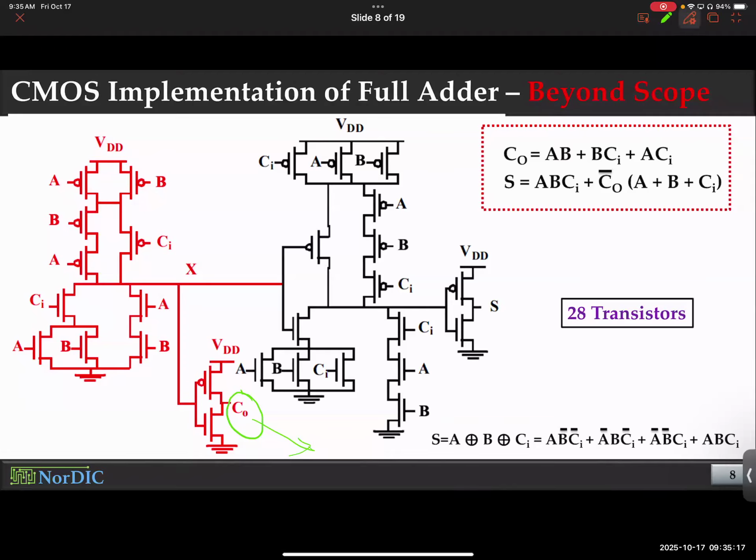Where is CI? Can anybody help me find carry in? 1, 2, 3, 4, 5, 6. See the distribution of carry in here? They're distributed across different transistors. And did I tell you that every transistor has multiple terminals? Gate, drain, source, right? And body. Gate terminals have what? Capacitors. Did I tell you that before? Capacitors. So if you have carry input connected to 6 transistor gates, that means it is driving at least 6 capacitors.